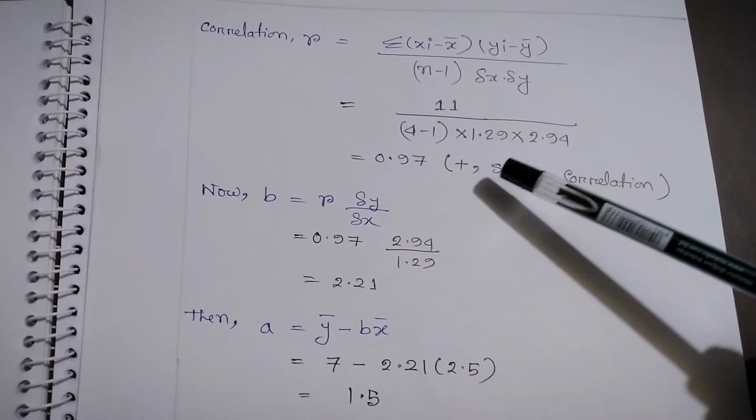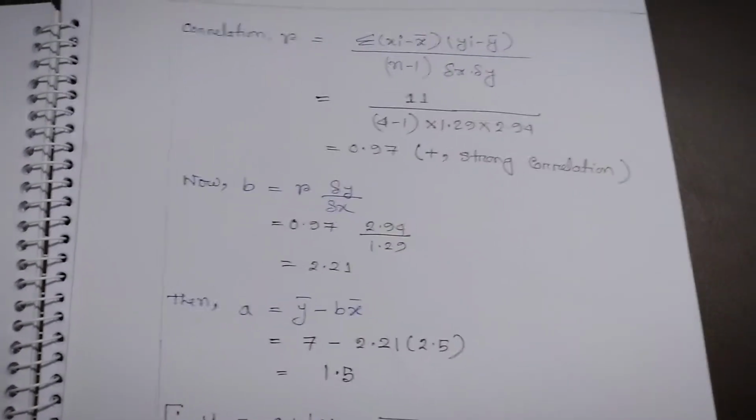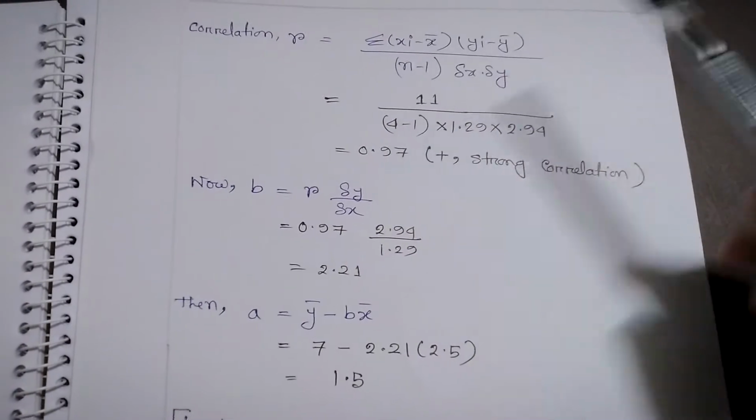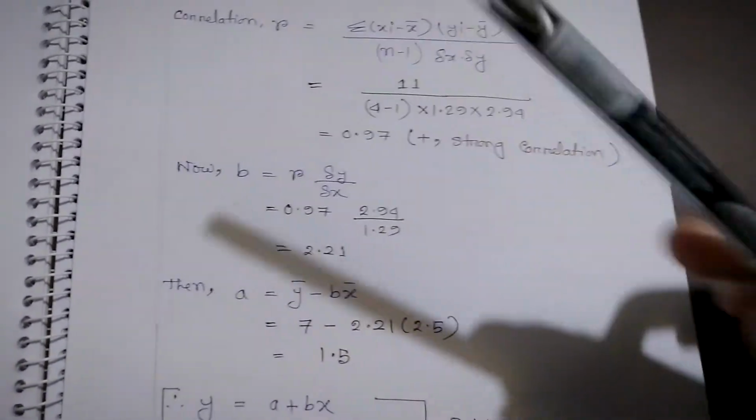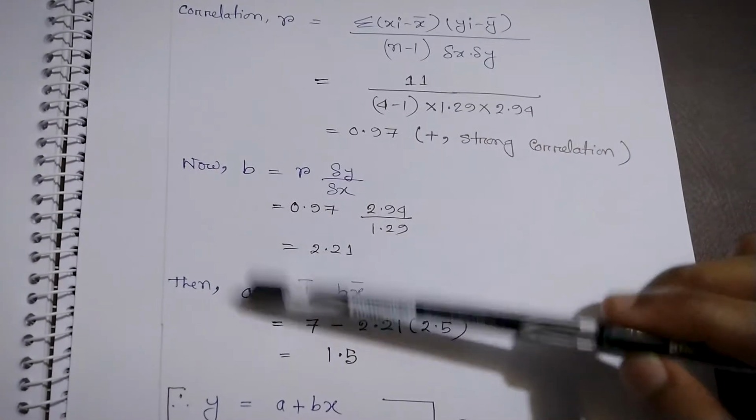Because it is in the range between 0.75 to 1, it is strong and it is positively correlated. When x is increasing, y is also increasing. Now we need to find b and a. Those are the two most important parameters.